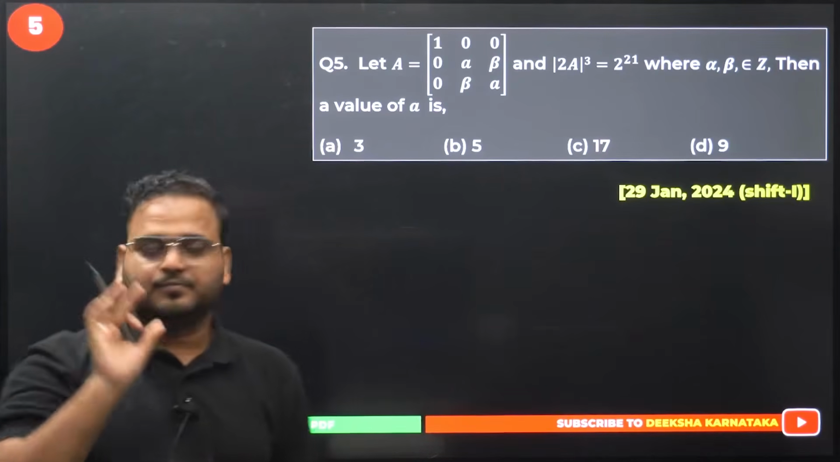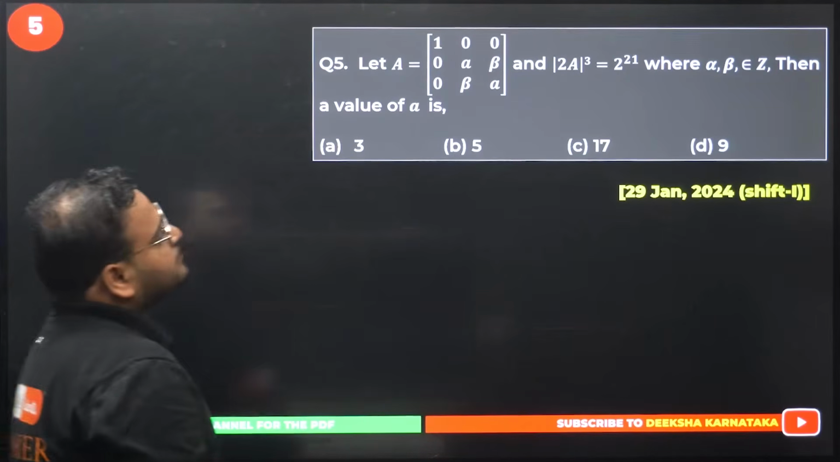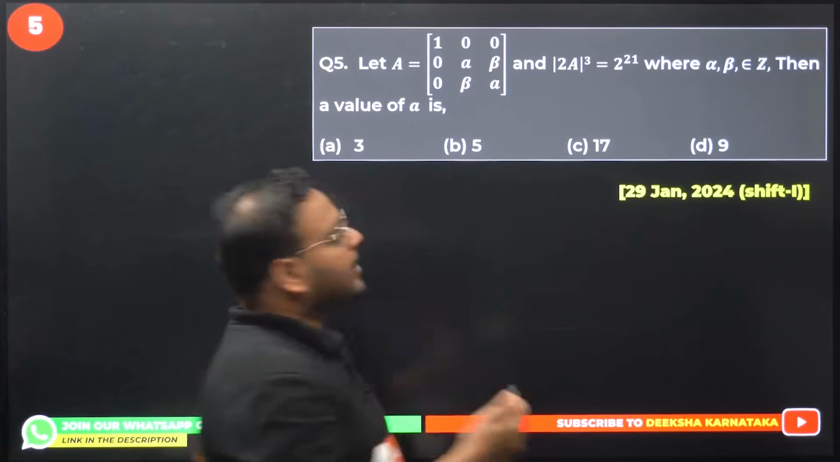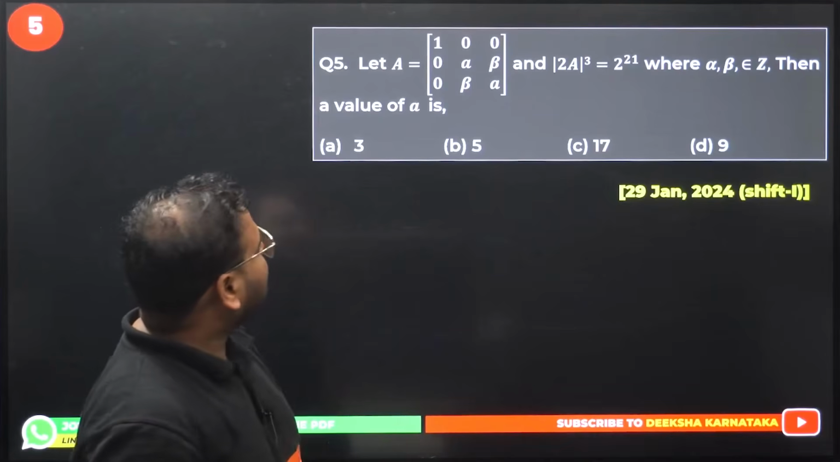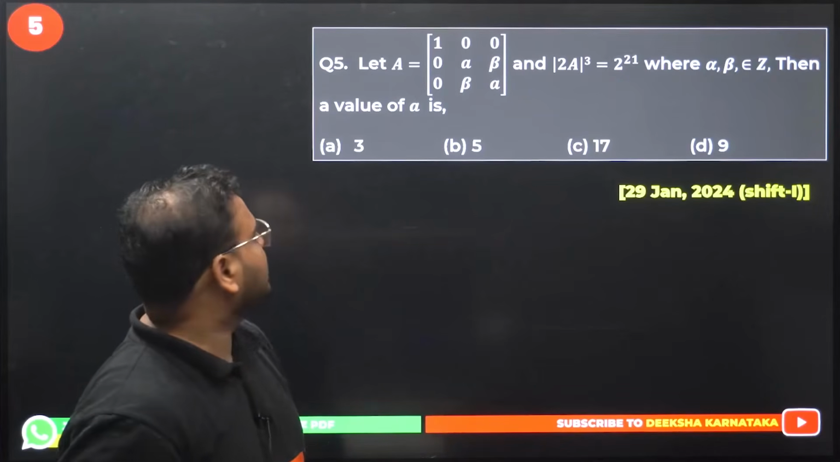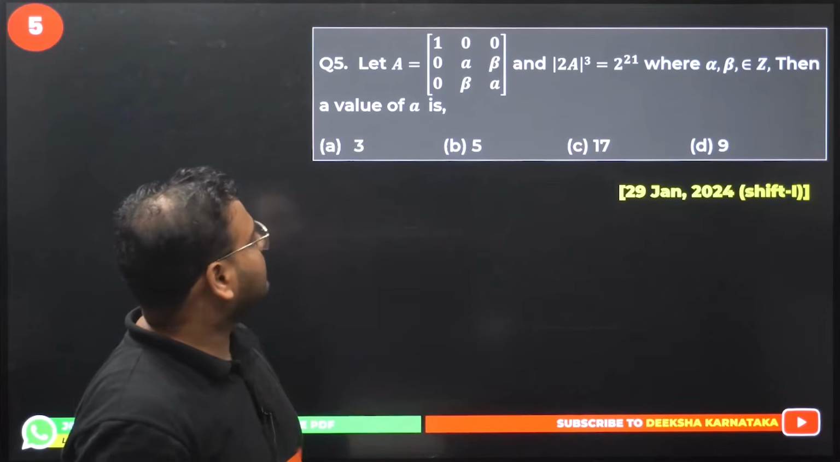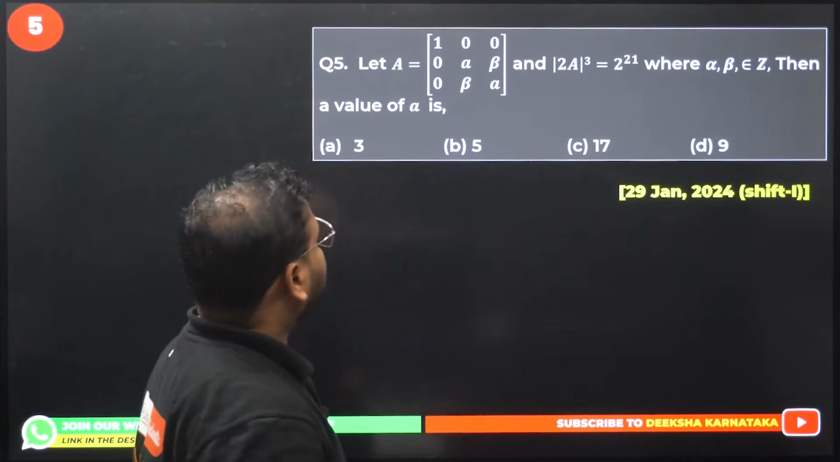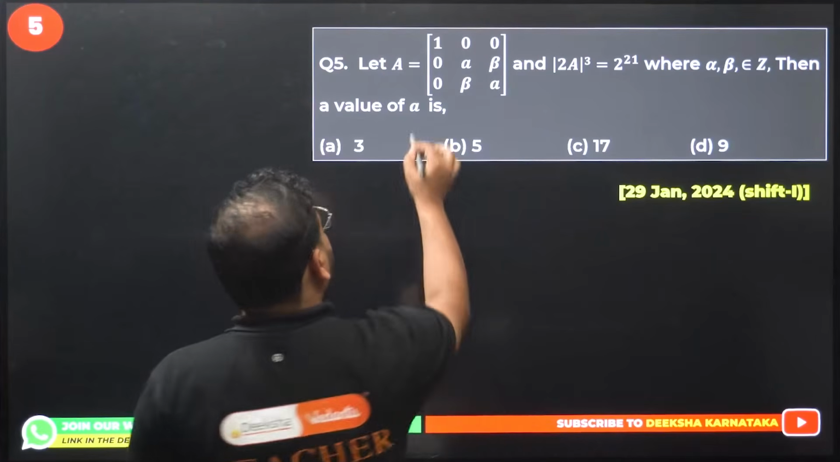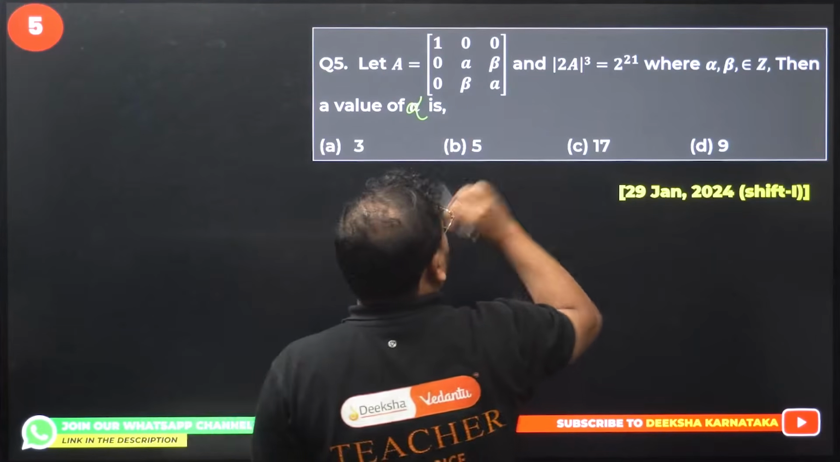Okay, all of you. So let A be given, 2A power 3 is 2 power 21. Alpha beta is integer, then the value of alpha is what? Okay, great, this is a mistake. I think this is alpha. Okay, this is alpha only. Yeah, this is also alpha.